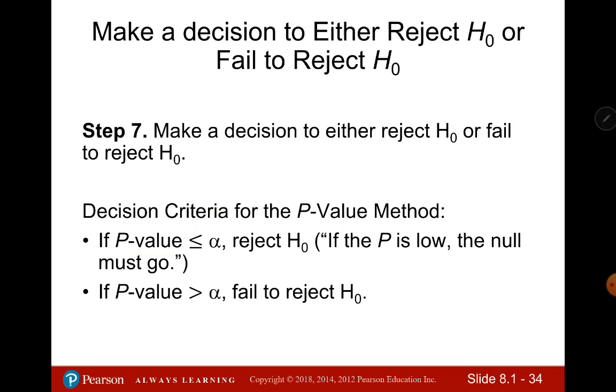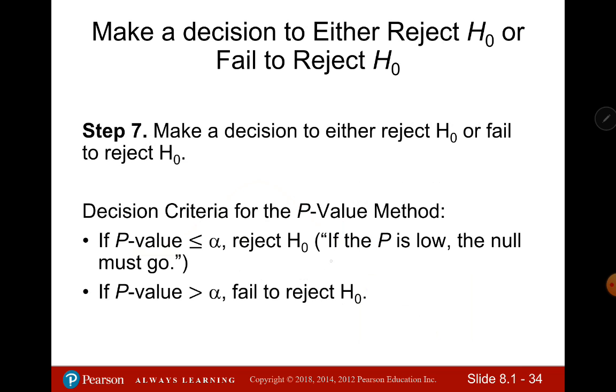In step 7, we could use either the p-value method or the critical value method to get the conclusion, because these two methods always give the same conclusion. But our technical conclusion can only be reject the null or fail to reject the null. We will not say we accept the null or accept the alternative. We just say reject the null or fail to reject the null.